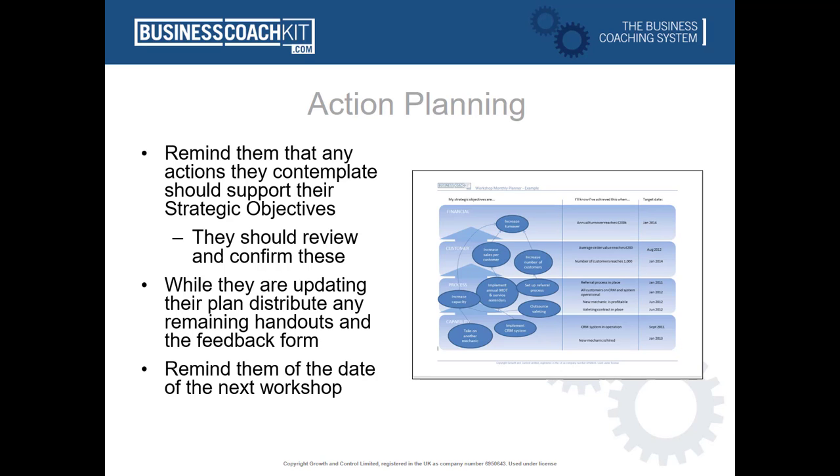So while they're working through, revising the strategic plan and adding in any new actions, distribute any remaining handouts. Distribute the feedback form. There's a feedback form in the pack that you need to get back, and it tells you how you're doing, how the material's doing, whether they're finding it useful or not. So that's quite an important feedback loop. And remind them of the date of the next workshop. They're going to get a couple of other reminders before the actual workshop, but do it right now to get them to check this in their diary.